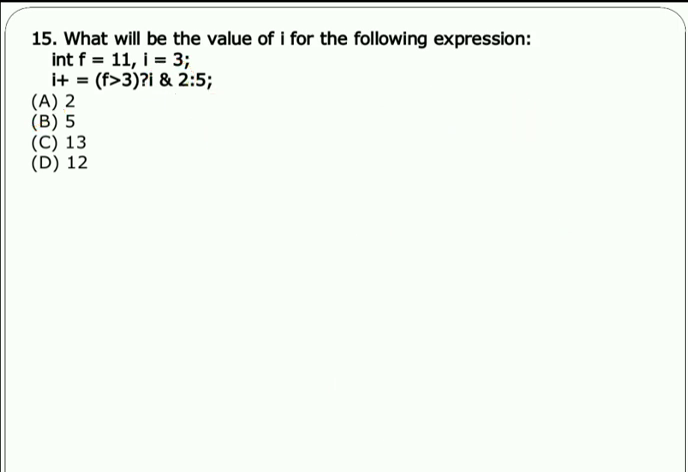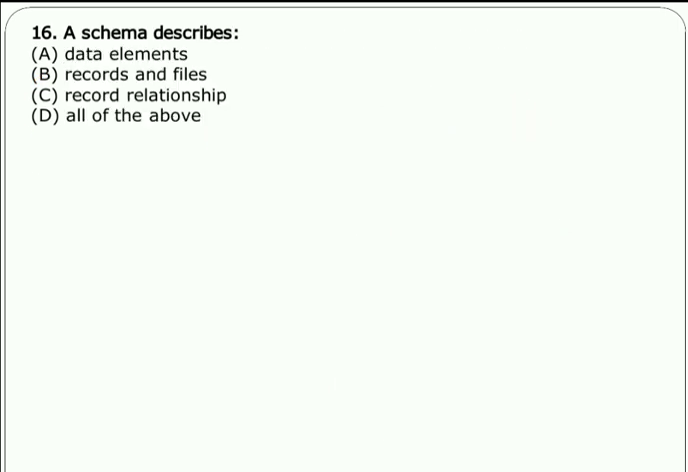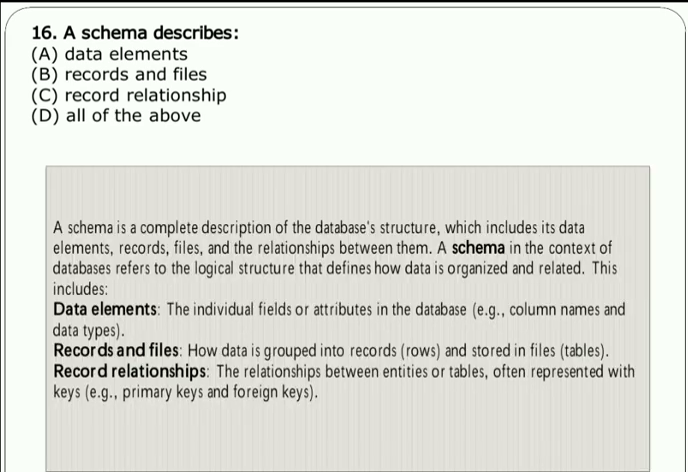Next one. A schema describes. A schema is a complete description of a database structure that includes the data elements, records, files, and relationships between them. And this schema also includes the data elements, records, files, record relationships, etc. So that's why the answer is all of the above. The schema describes all of the above.